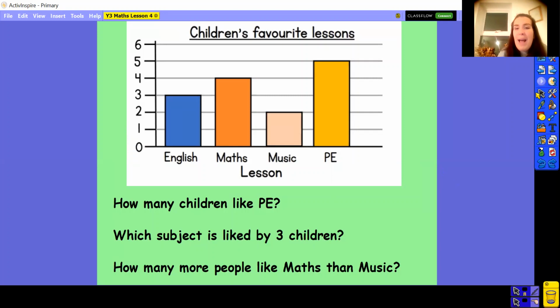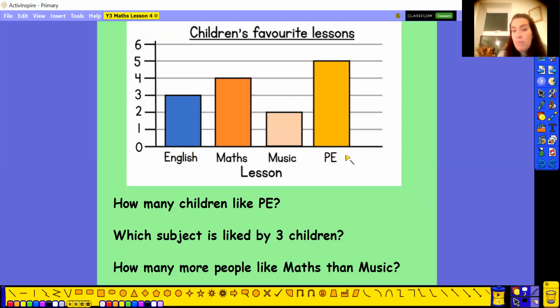So now I can say, well, how many children like PE? Now to do this and to answer it, I'm going to look at my PE column, and here it is. Now I like to do this by going up to the top of the PE bar, which is here, and then tracing it along to my numbered axis. Now you can use your finger, you can use a ruler.